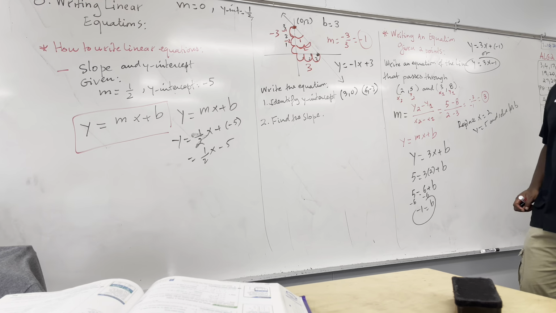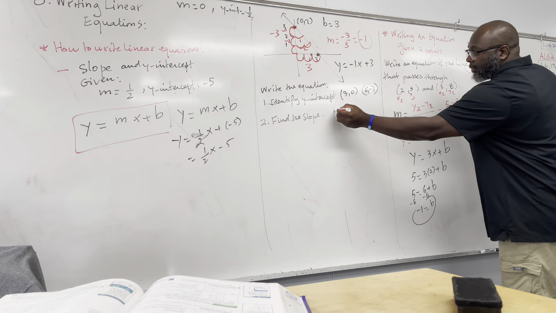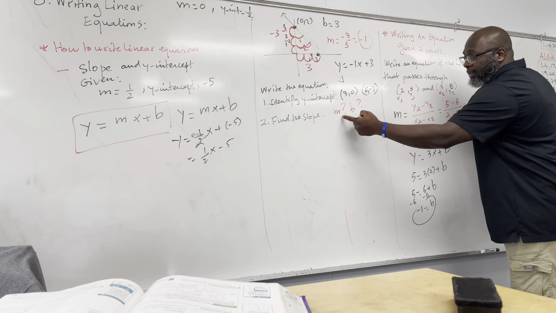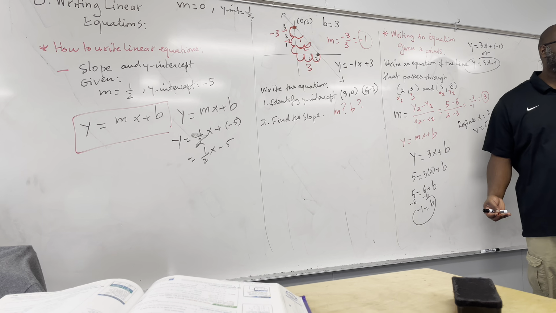So the line now is passing through (3, 0) and then (6, -3). So again, what do I need to graph this line to write the equation? What are the 2 things that I need? The slope and the y-intercept. So I need m and I need b, right? Slope and the y-intercept. So which one can I find right now? Easily.